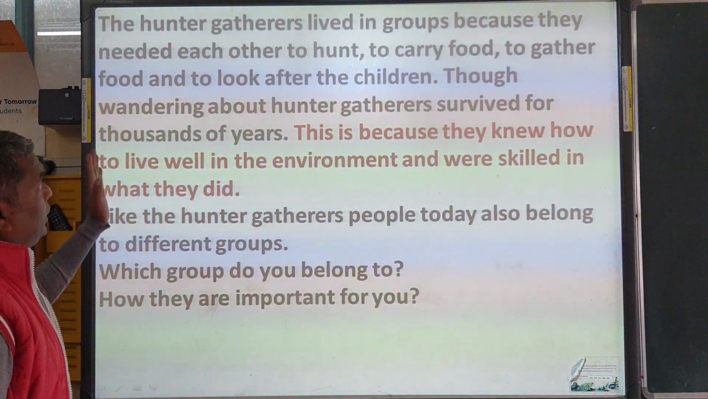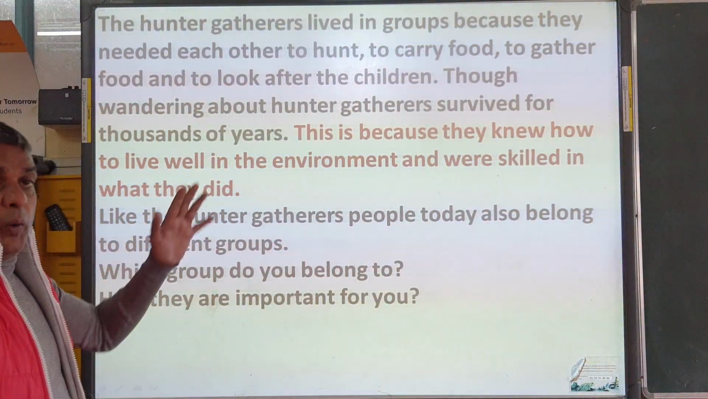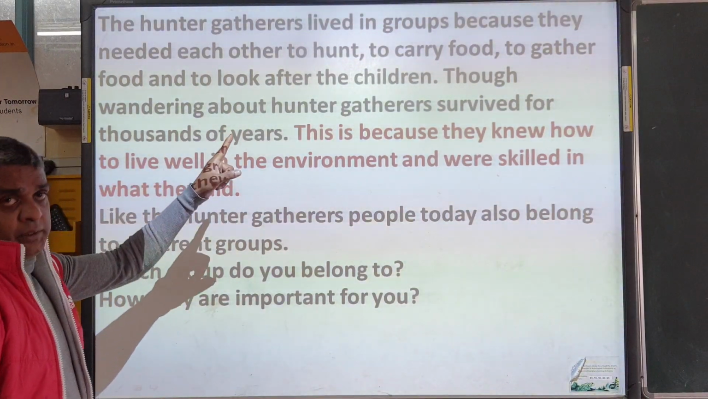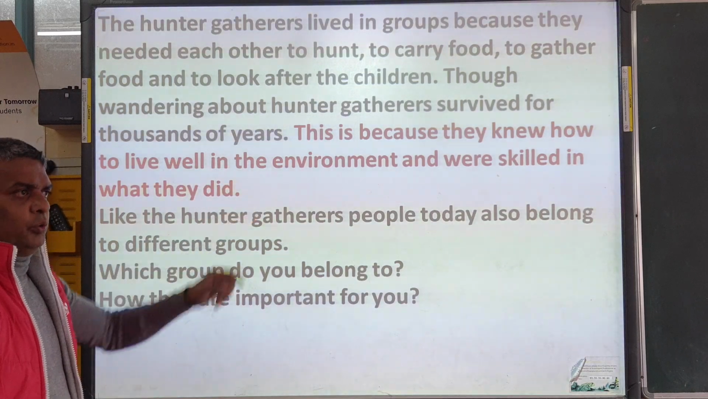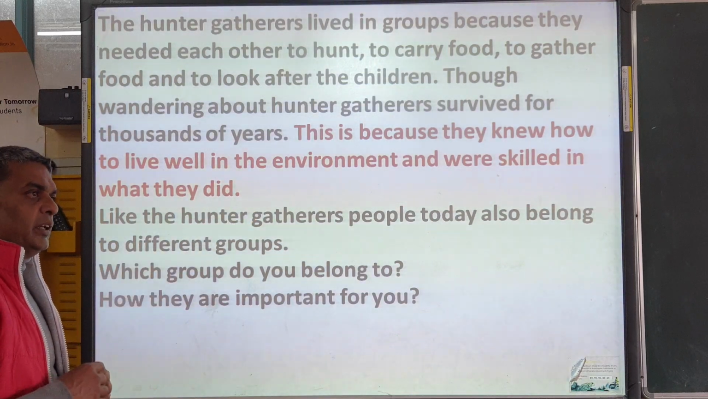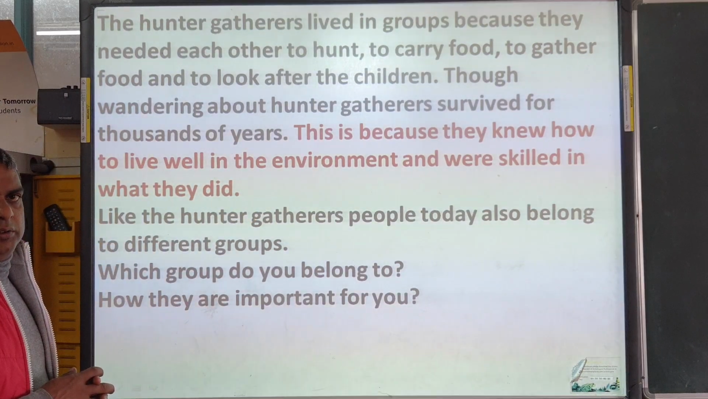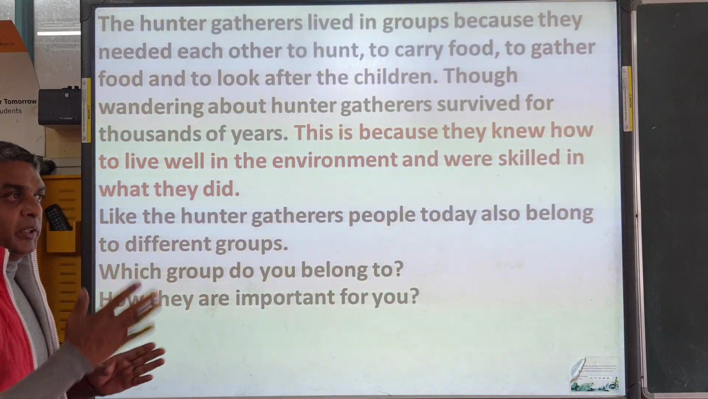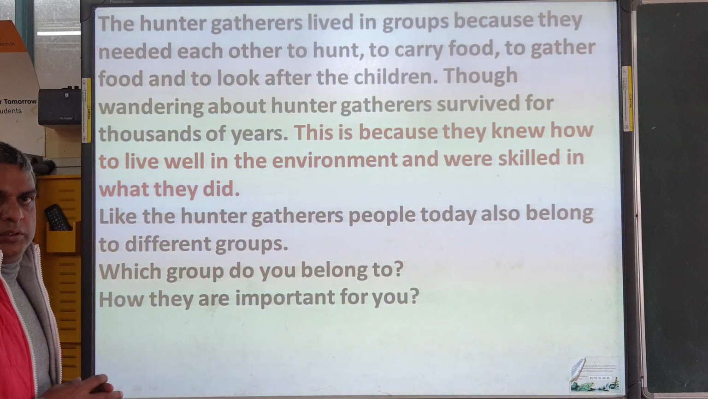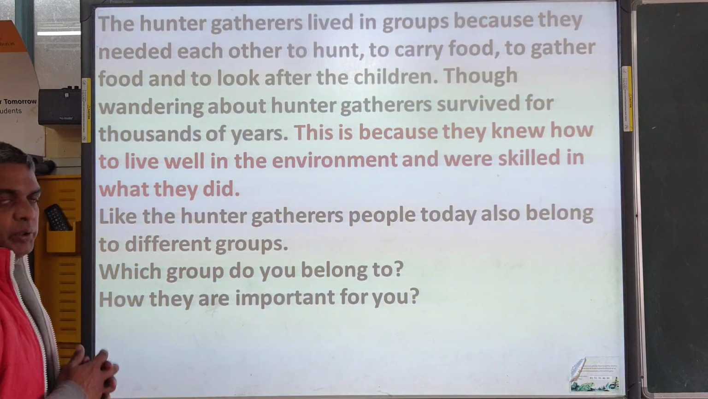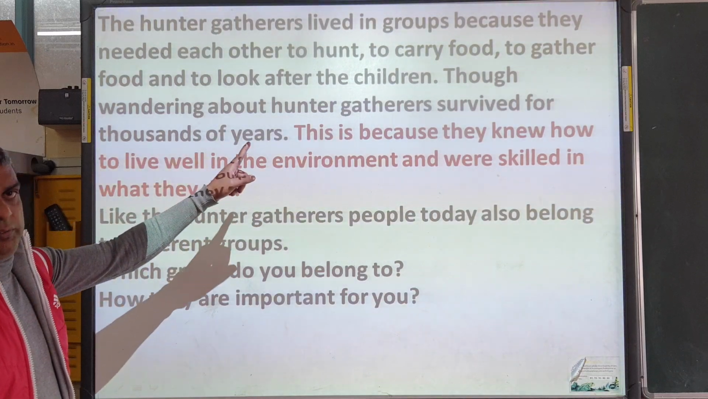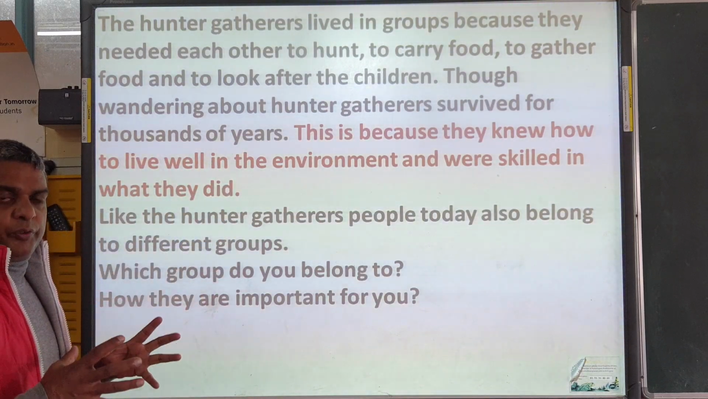Okay. The hunter-gatherers lived in groups. And why did they live in groups? Because they needed each other to hunt, to carry food. So when they were hunting, they killed an animal very far away, and one person carrying and bringing it is difficult. So if there was a group, they cut it into pieces and then each one carried it back home, to gather the food and to look after the children. Okay? So they lived in groups.